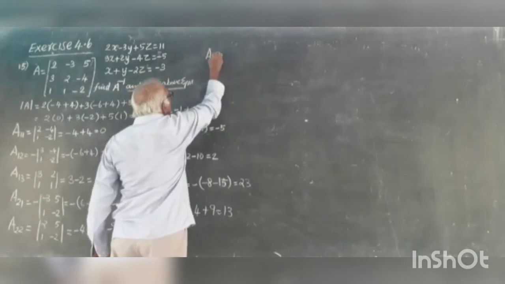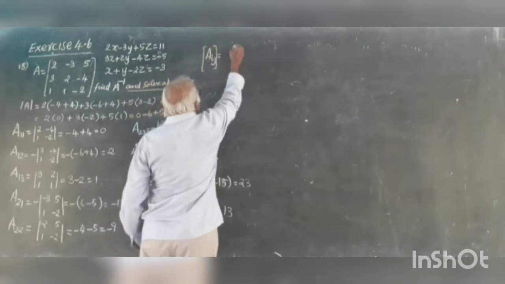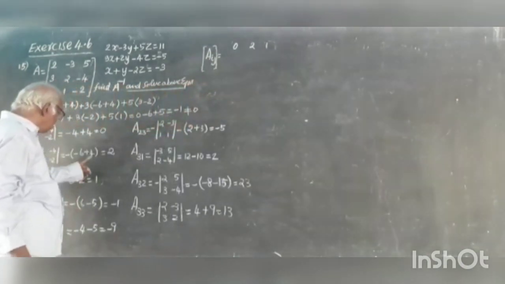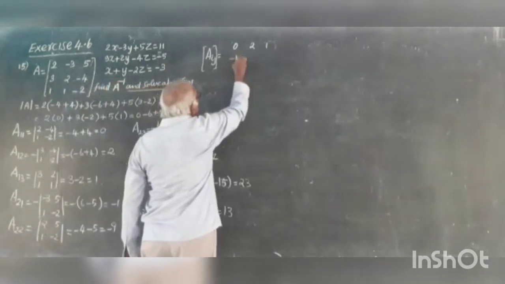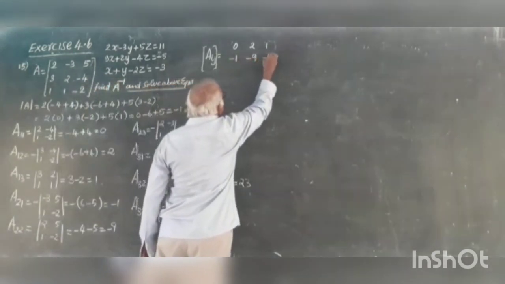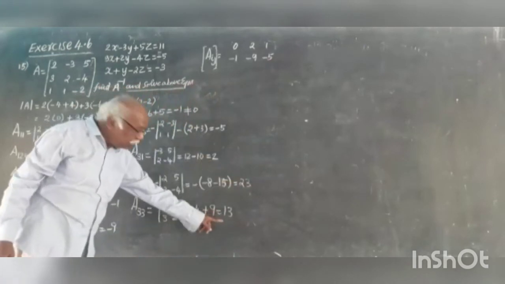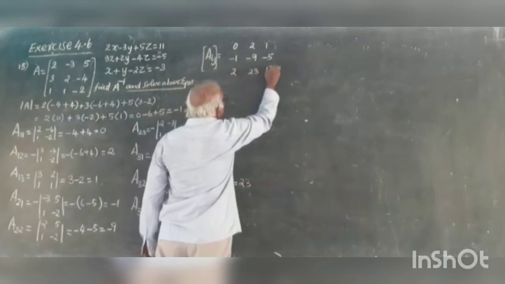Write A J. A J is equal to: first row 0 2 1, second row minus 1 0 2 1, minus 1 minus 9 minus 5, third row 2 23 30.